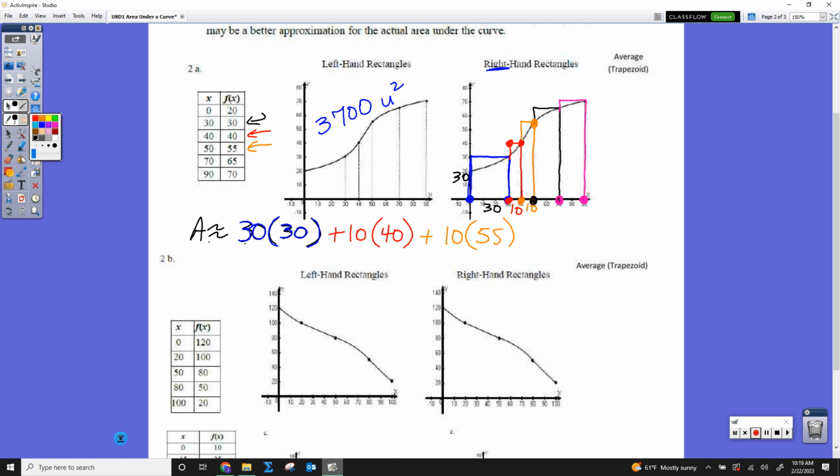Now it's the black rectangle. Distance of 20. The height is on our graph, that spot, which would be the point at the height of 65. And then last, 20, our height, which is 70.